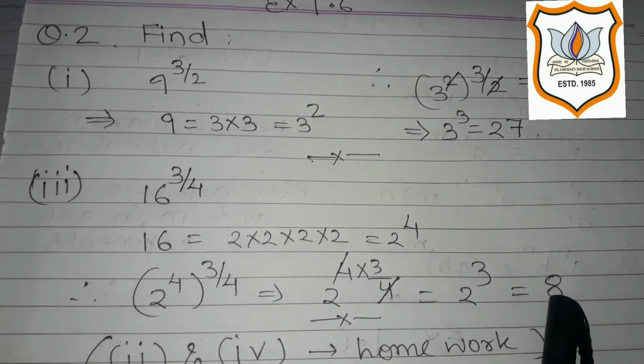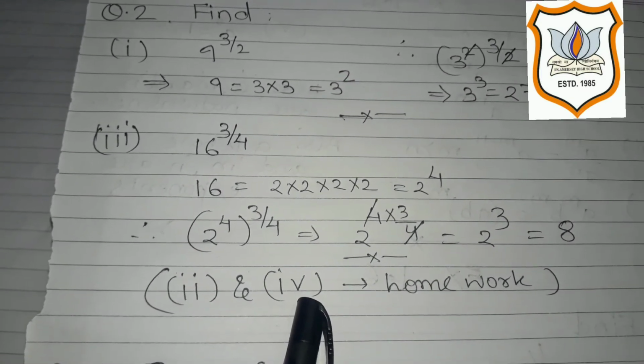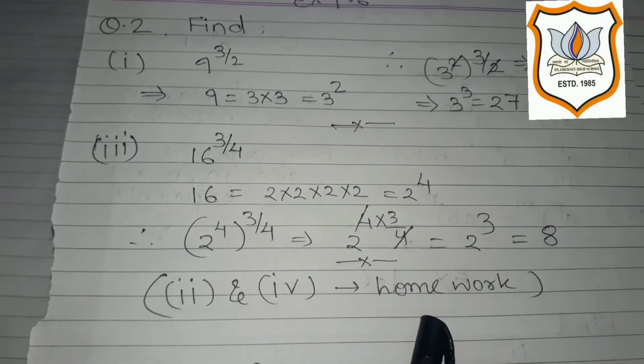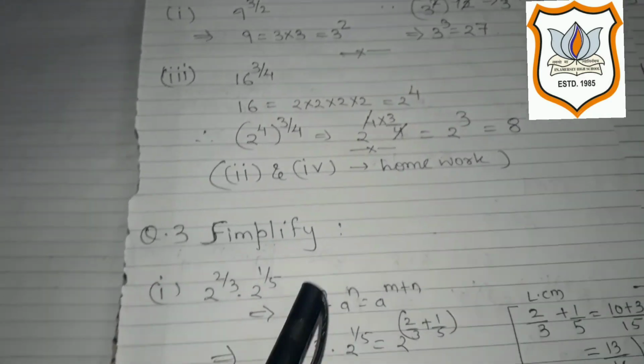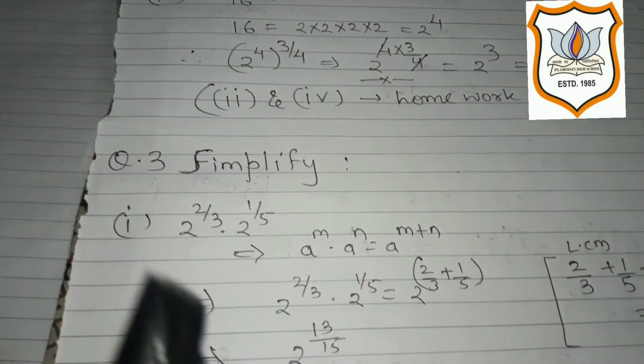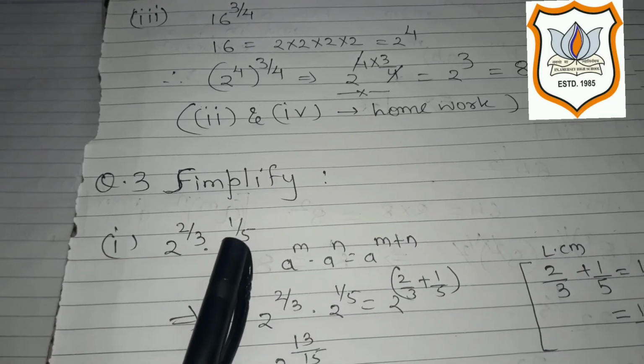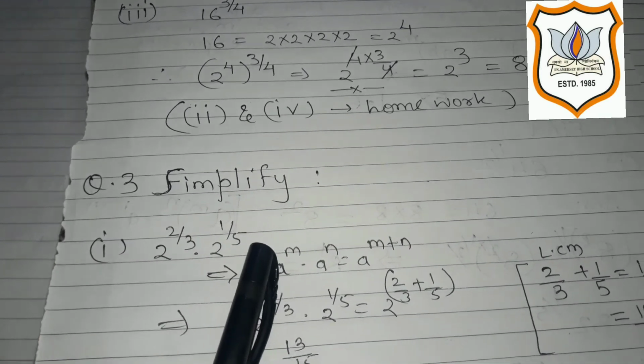The final answer. Second and fourth are homework for you. Try to do them at your home. The last question is simplify. Simplify 2 to the power 2 upon 3 dot 2 to the power 1 upon 5.